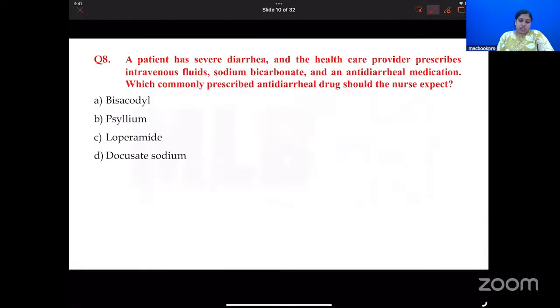Right? So next, a patient has severe diarrhea and the healthcare provider prescribes intravenous fluids, sodium bicarbonate, and an antidiarrheal medication. Which commonly prescribed antidiarrheal drug should the nurse expect? Now tell me what is the answer. Here they are asking about antidiarrheal drugs. So quickly you have to answer me, what is the antidiarrheal drug which will be recommended for this particular patient for severe diarrhea? What is the drug of choice?